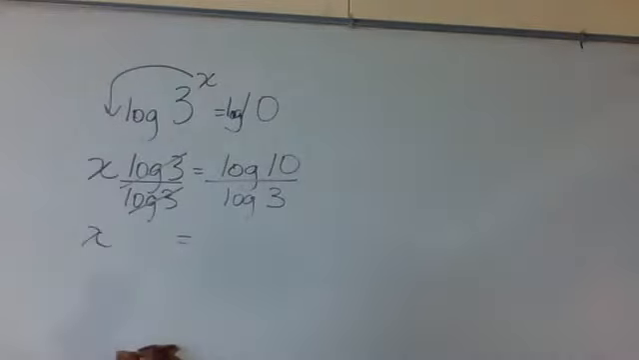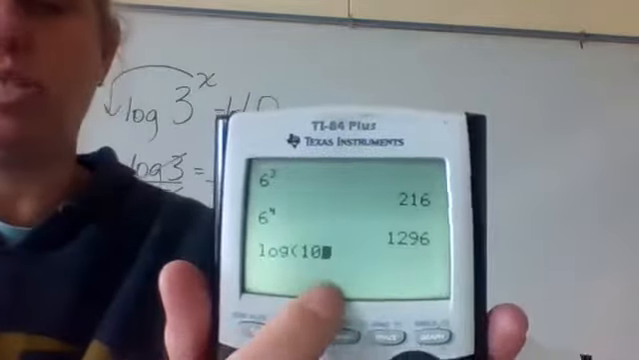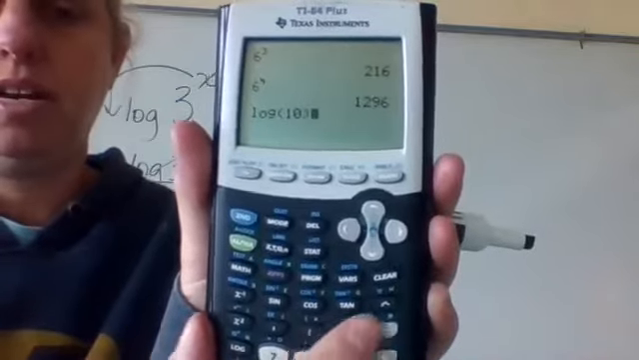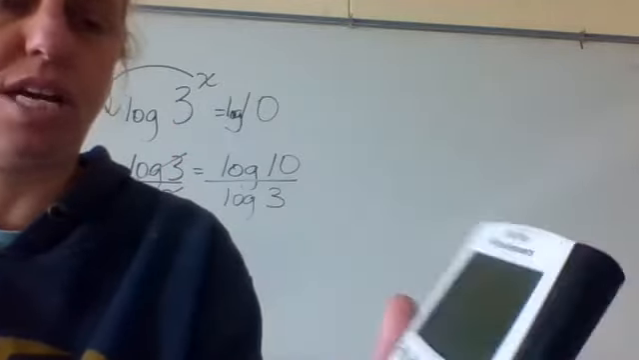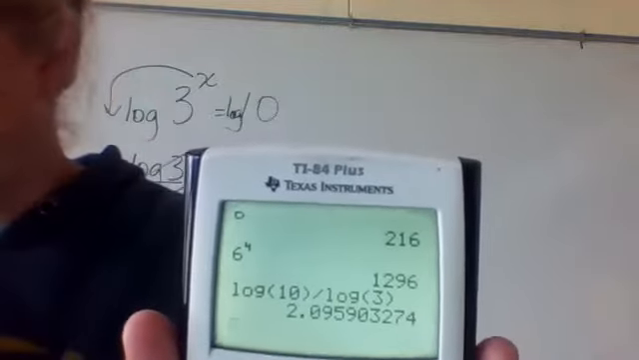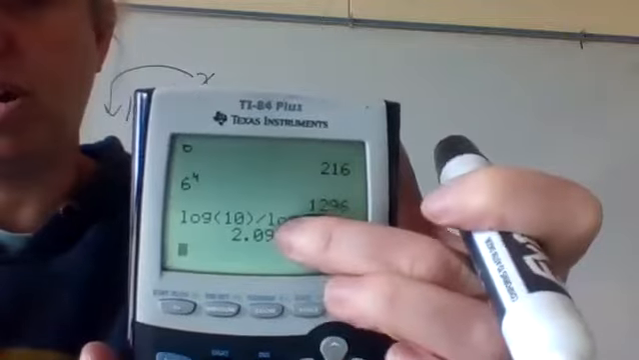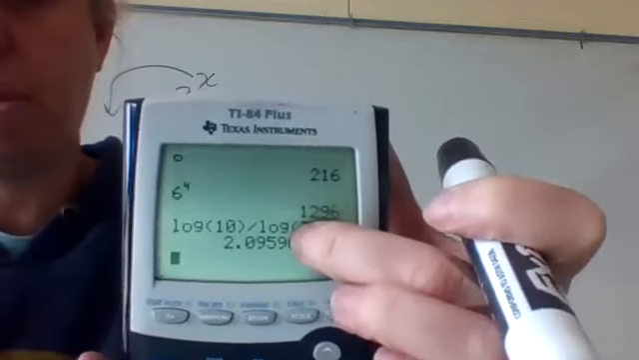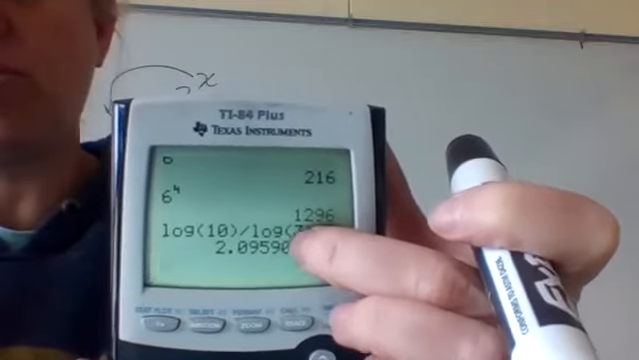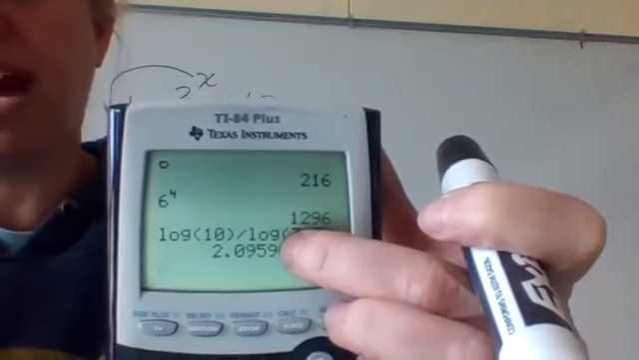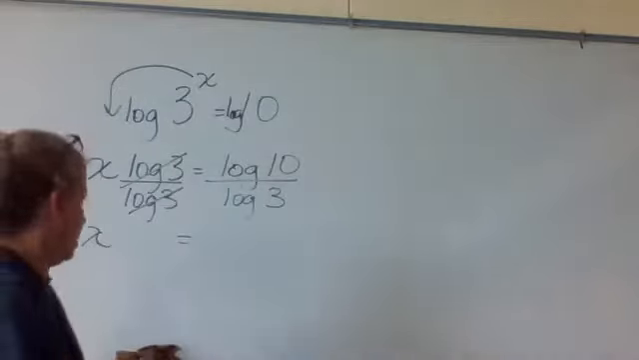So log 10. Now remember, after you type in that 10, make sure to close it. Divided by log 3. And close it. And round your answer to 4 decimal places. So 1, 2, 3, 4. After that 9 is a 0, which means I don't need to round up the 9. So 2.0959.